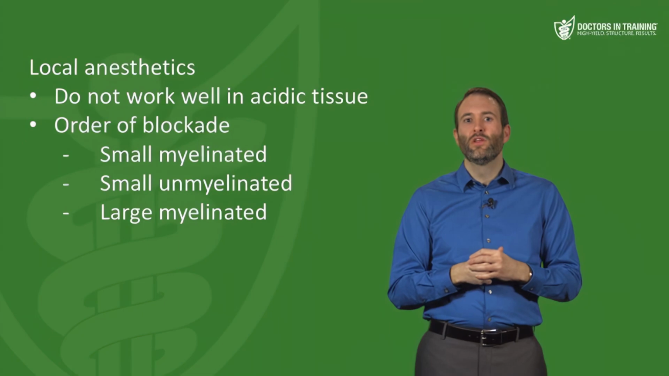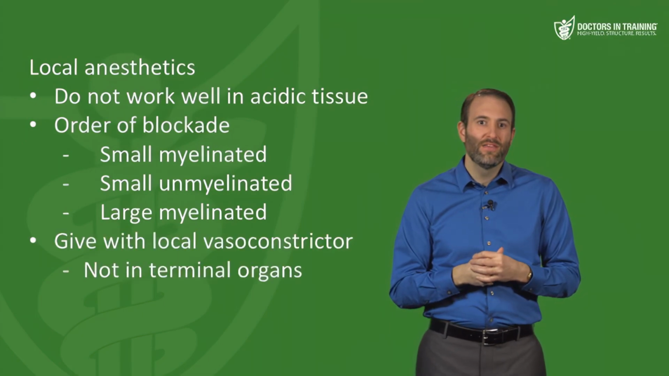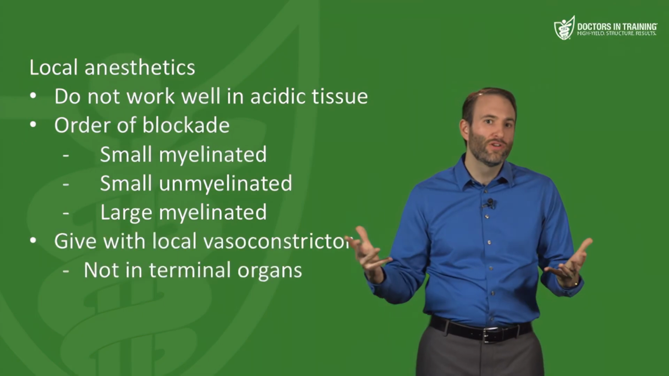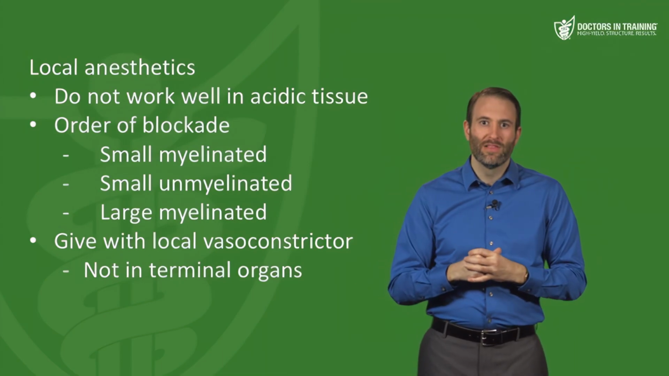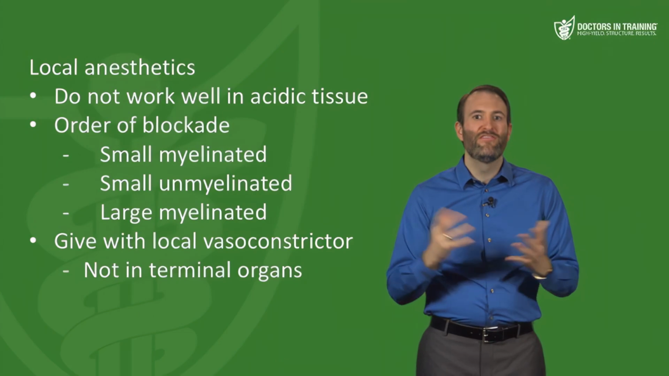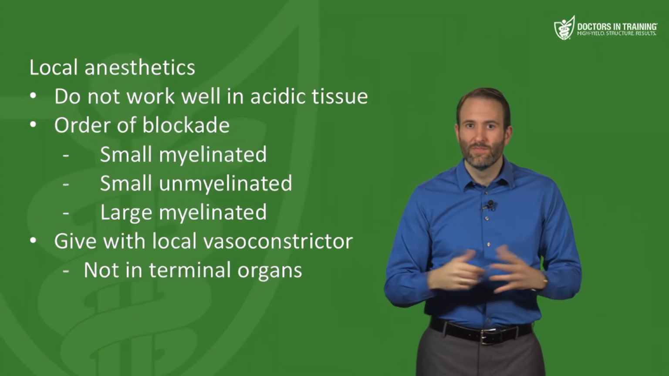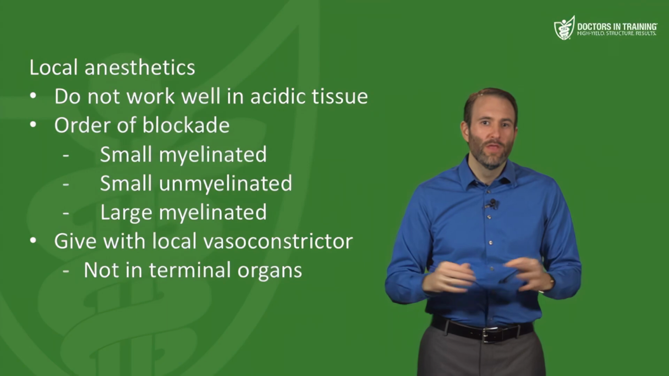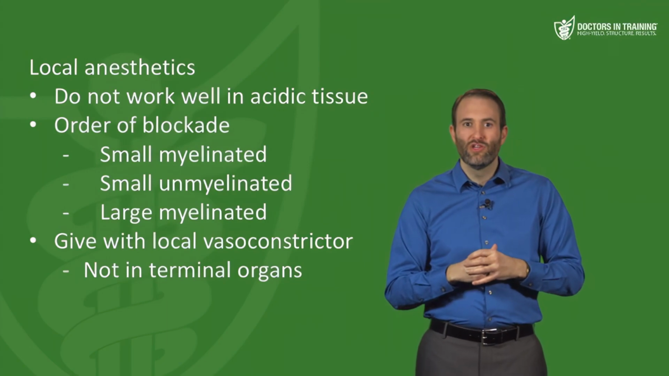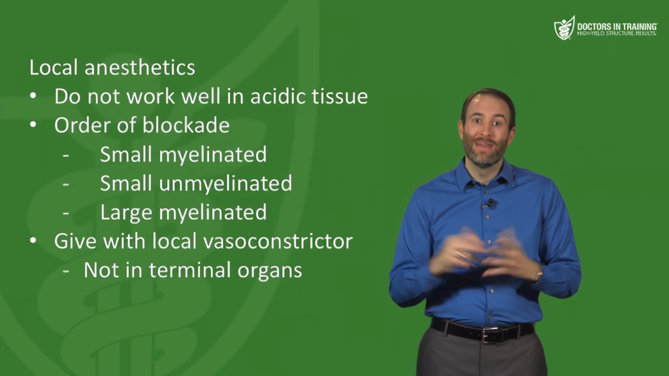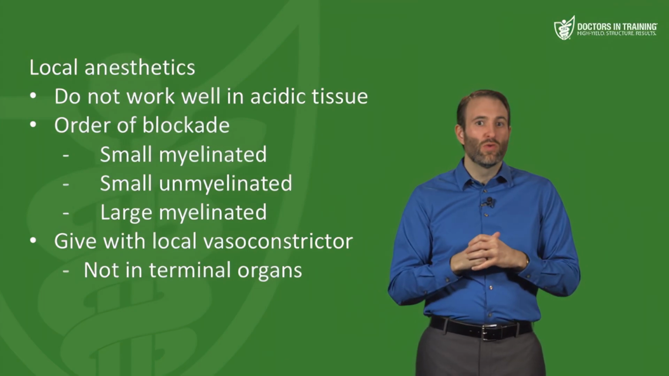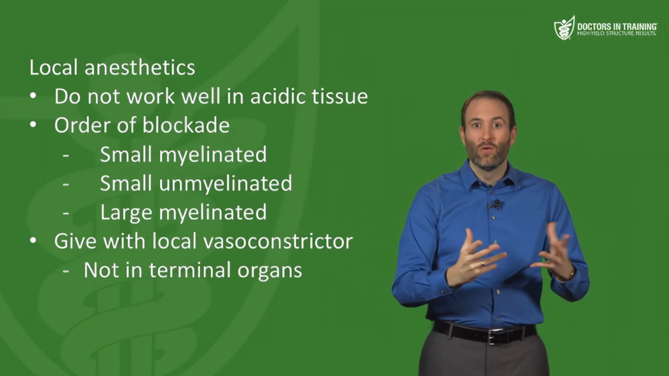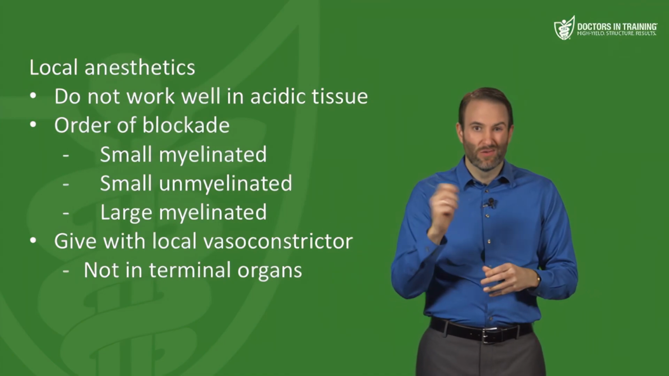Now, the other principle of using local anesthetics is that we tend to give them with a local vasoconstrictor in certain parts of the body. You wouldn't want to give this in something that is a terminal organ. You don't want to give this in fingers where there's no collateral circulation because you can cause ischemia. But in tissues that have collateral circulation, you can give a vasoconstrictor such as epinephrine with your local anesthetic. The reason you would do this is to decrease the rate at which the blood carries the lidocaine away and to decrease bleeding at the site as well, because they're going to be cutting into it.